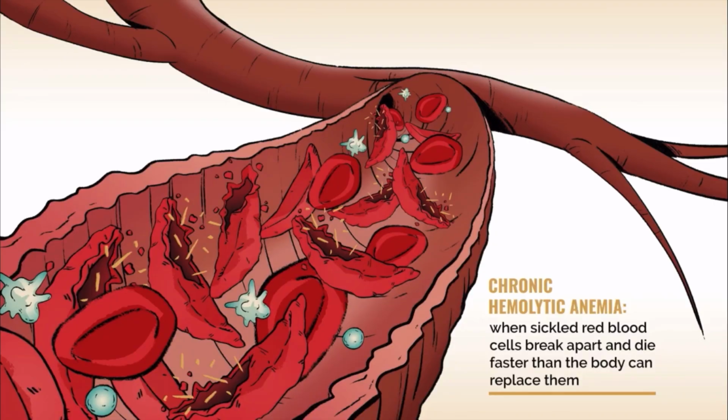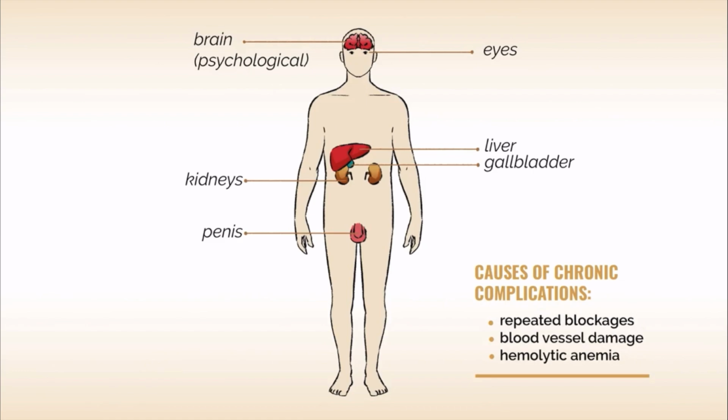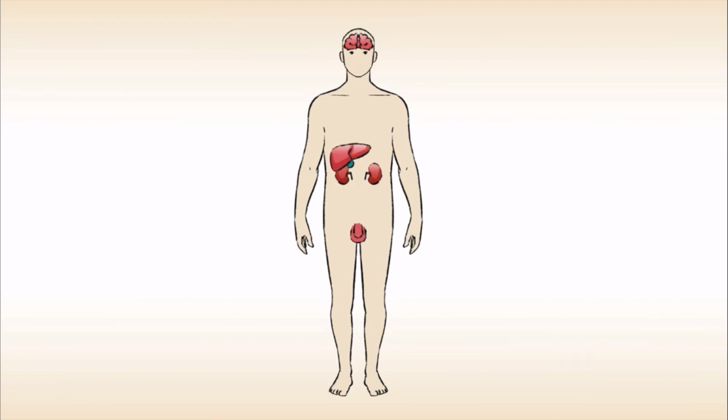Sickled red blood cells also break apart and die faster than healthy ones, leading to symptoms of hemolytic anemia such as headache and fatigue. Repeated blockages, blood vessel damage, and hemolytic anemia over time lead to the progression of chronic complications, often causing significant organ damage and even organ failure.